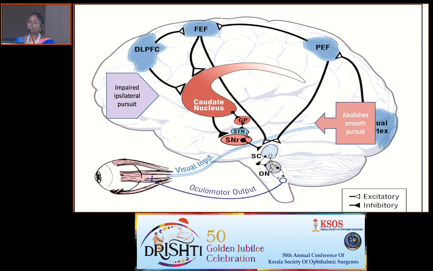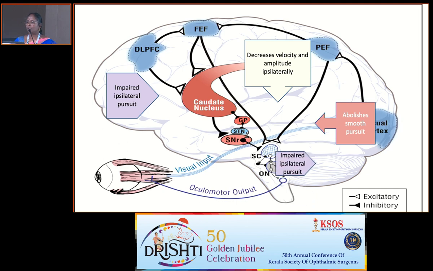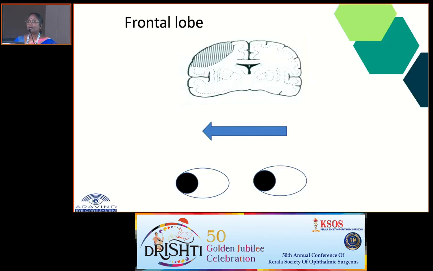So when you have pursuit abnormalities, whenever you have a lesion in this area, it abolishes the smooth pursuit, whereas in the frontal eye field, it is an impaired ipsilateral pursuit, whereas in the medial superior temporal, it is a decreased velocity and amplitude. When it involves the cerebellum, it is impaired ipsilateral pursuit. The gaze deviations, where you send horizontal or it could be vertical.